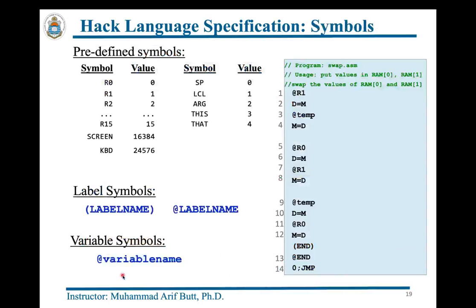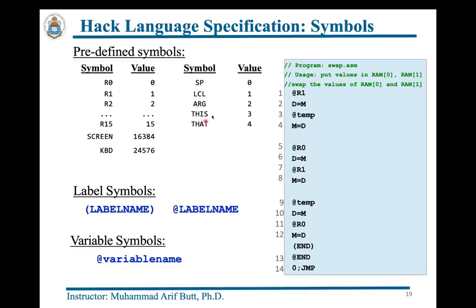Well, dear students, this slide shows 3 categories of symbols in hack assembly language. First of all, there are 23 built-in symbols. Symbols R0 to R15 denote the virtual registers and refer to RAM addresses 0 to 15 as shown over here. The symbols SCREEN and KBD refer to RAM addresses 16384 and 24576 respectively, which are the base addresses of the screen and keyboard memory maps already discussed in the previous sessions.